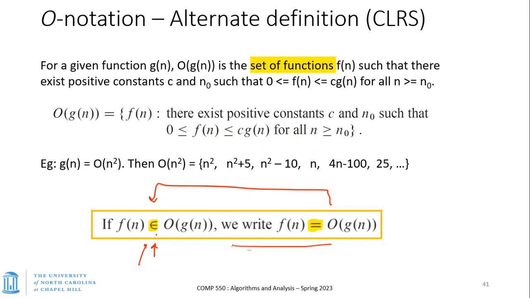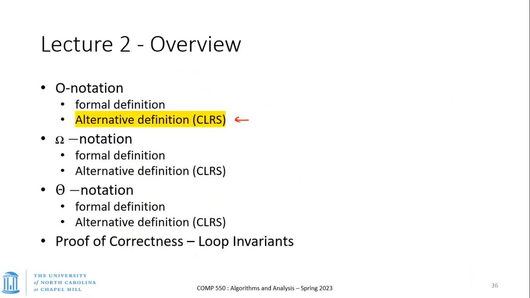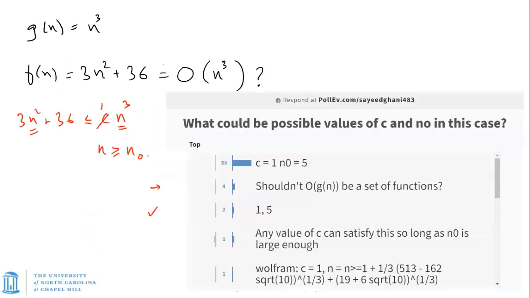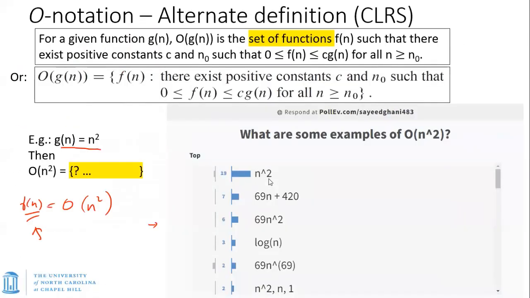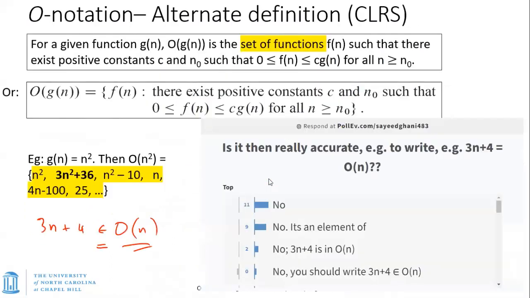Okay, so hopefully that is clear, and this goes back to one of the earlier questions that somebody had: shouldn't O of g of n be a set of functions? So yes, it is actually a set of functions, and hopefully you can see why.